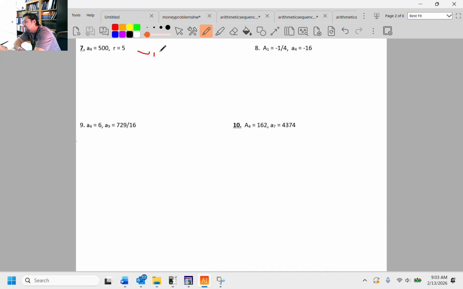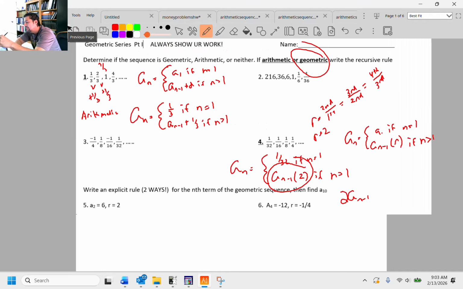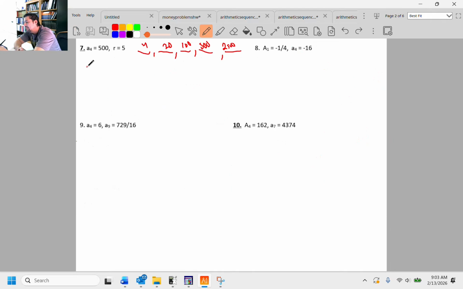So I've got the 4th term given to me, and it's 500. And it says the ratio is 5. So if I wanted the 5th term, it'd be 2,500. So to move right, we multiply. To move left, we divide. So this would be 100, this would be 20, and this would be 4. I did that, and which rule do I want here? The explicit. I did that so that I can plug into the explicit geometric rule, which is the first term times the ratio raised to the n minus 1. So I needed that 4. It's going to be 4 times 5 to the n minus 1.